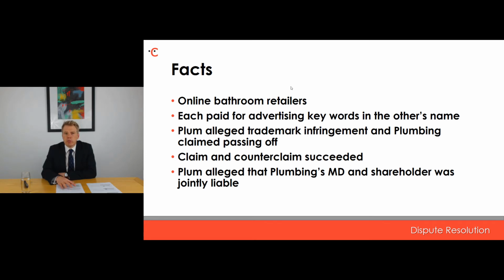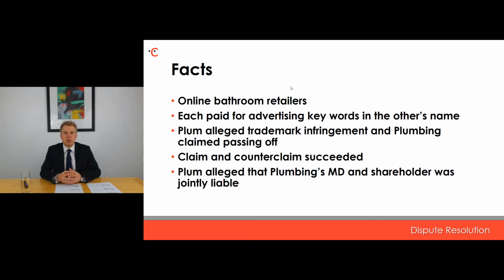They did it in slightly different ways. Victoria Plumb alleged that Victoria Plumbing was guilty of trademark infringement, and Victoria Plumbing alleged that Victoria Plumb was passing off, which is a legal way of saying that they were pretending to be them. They both won, unsurprisingly, but the case went a little bit further because Victoria Plumb alleged that Victoria Plumbing's managing director and shareholder should be jointly liable under the judgment.